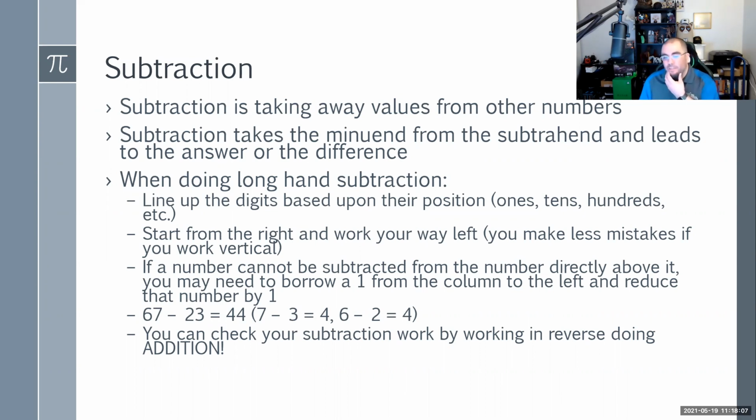And so in this case, this is the way they would show you to do this: if you subtract 7 from the 3, you get 4. If you subtract 6 from the 2, you get 4. So your answer is 44. That's just way too much work for me. I do most of my problems by rounding, and we'll talk about that. But you could check this just by going in reverse. If I take 44 and add 23 to it, I should get 67.